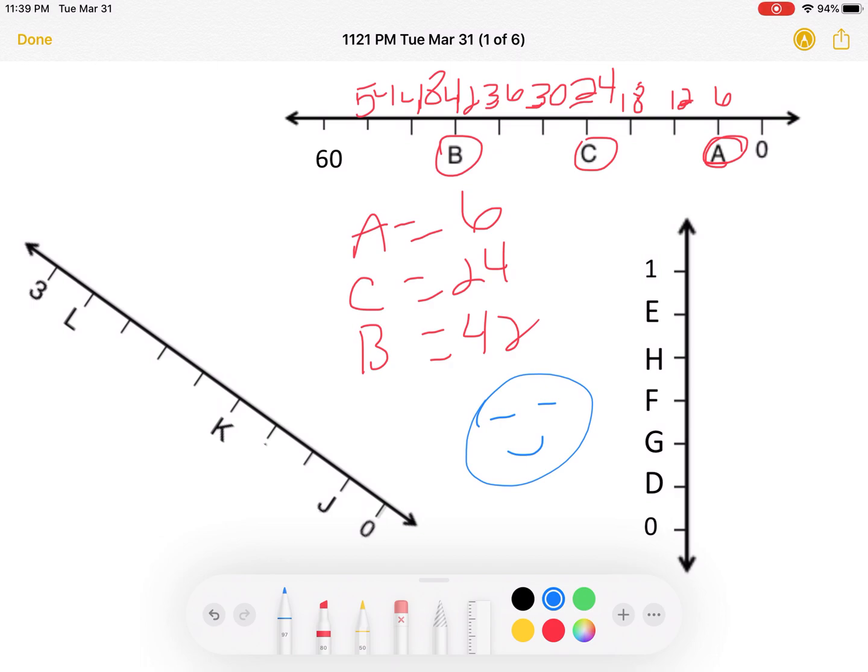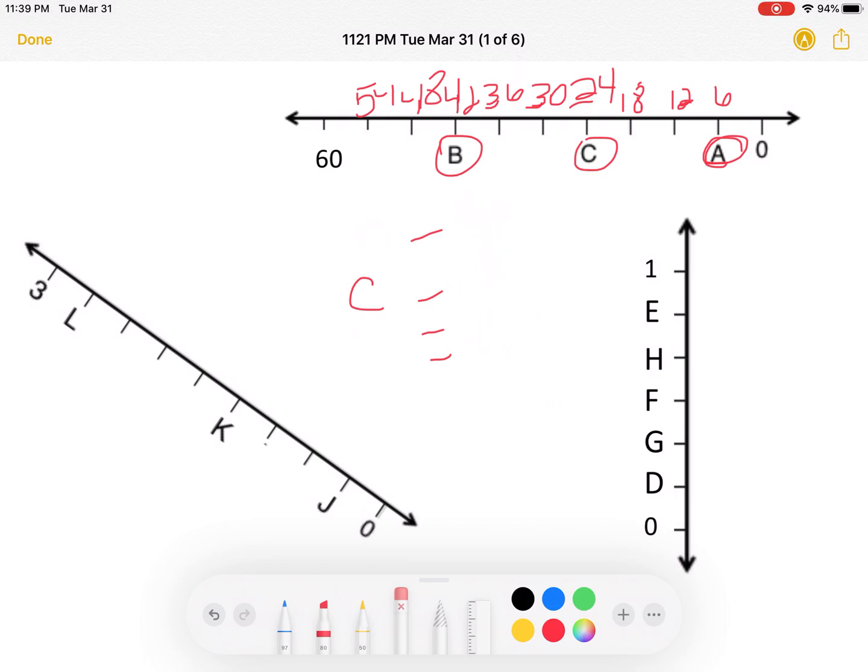Good job. All right, so Miss Durham's going to erase here. You can keep your same notes on your paper. We're going to move on to a different number line. Okay? All right, let's take a look at this number line. Uh-oh, hold on, let me erase that.